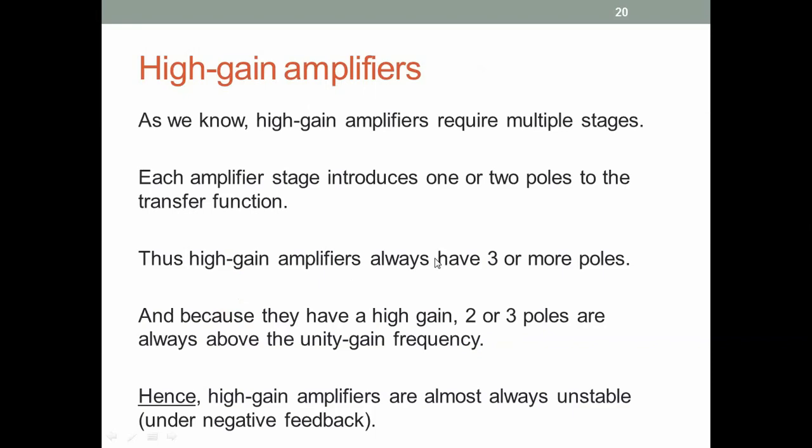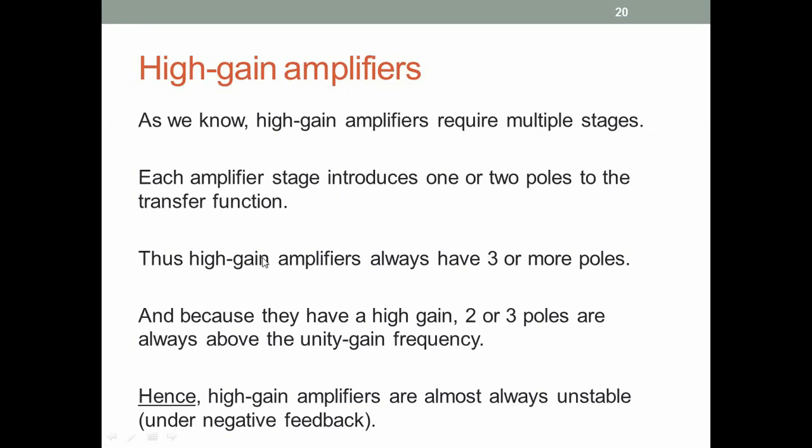Okay. Now let's think about high gain amplifiers. We already have studied and designed a high gain amplifier. We know that high gain amplifiers require multiple stages. At least 2 gain stages they will require, because one gain stage gives about 200. By high gain I'm talking at least 1000, 5000, 10,000. So you require 2 stages. Each amplifier stage introduces 1 or 2 poles to the transfer function. 1 or 2 because when you cascade stages, which stage gives which, don't know, but 1 or 2.